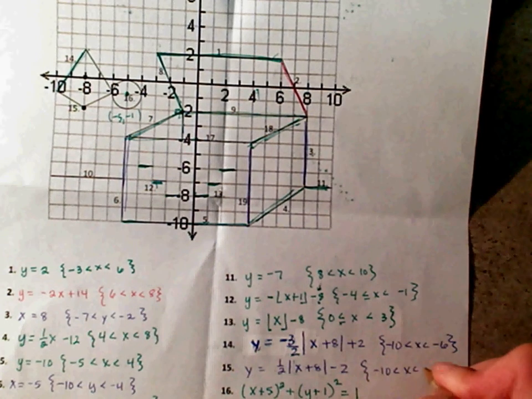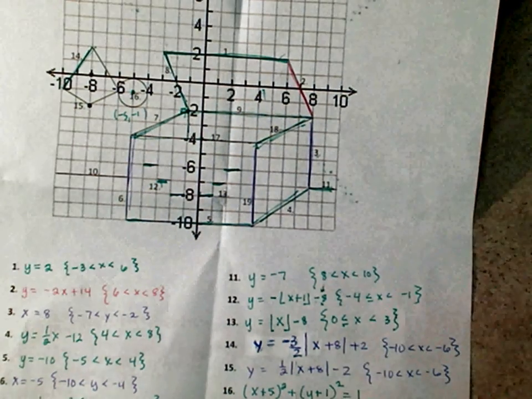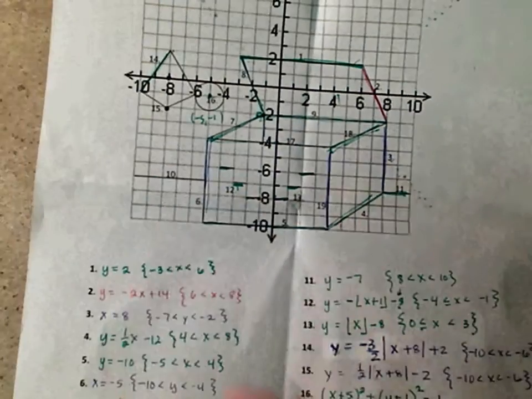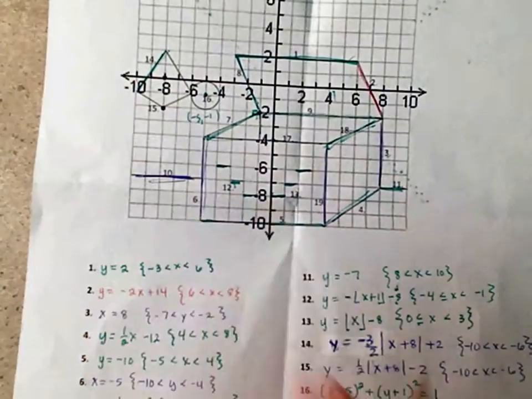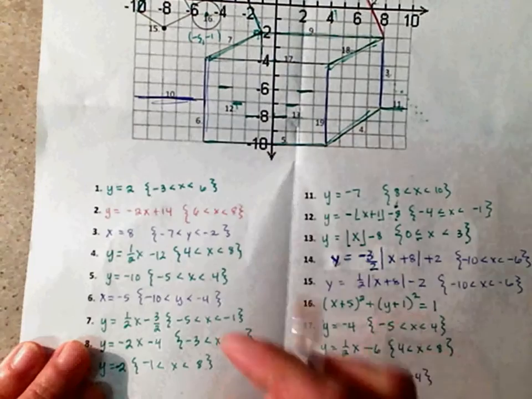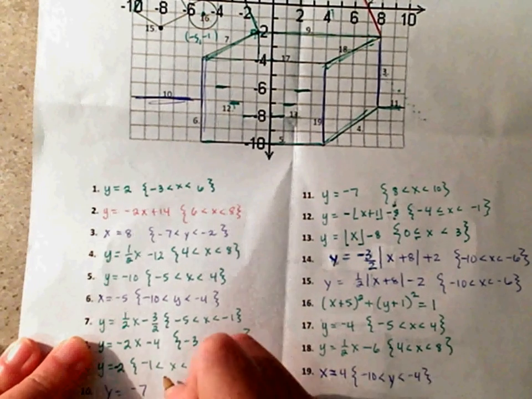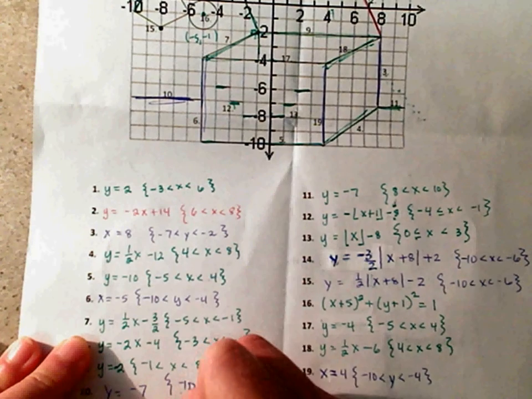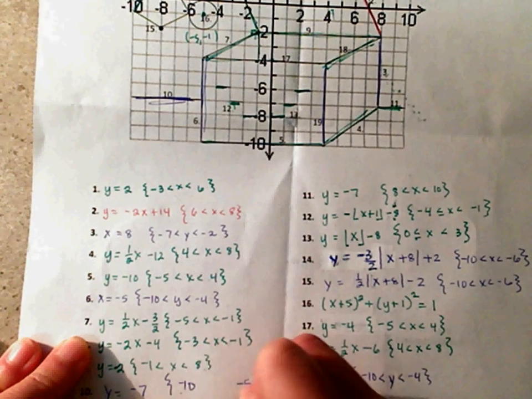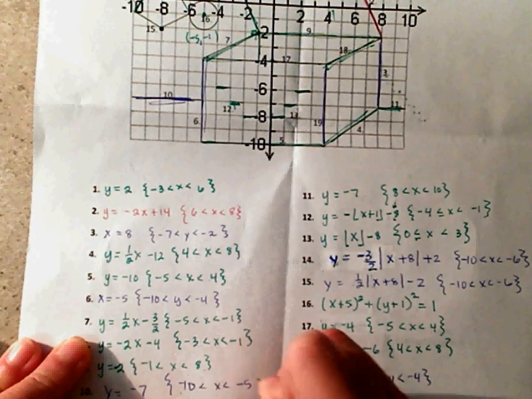All right, and number 10. Number 10, you have a straight line right here, so let's look at number 10. Number 10 is y is equal to negative 7. Your constraint goes from negative 10 to negative 5. And there you have all your equations.